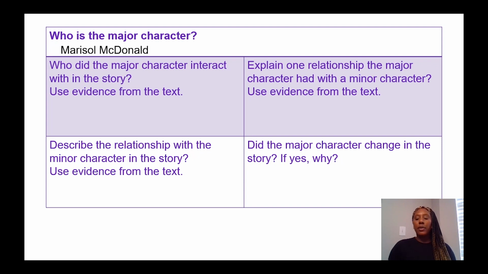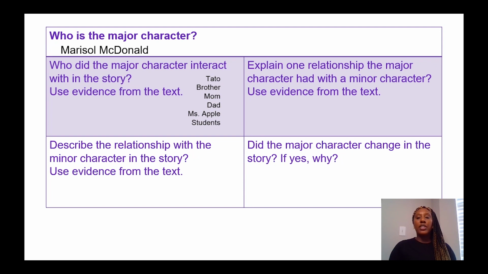In the story, we know she interacted with Tato, her family, who included her brother, her mom, her dad, Miss Apple, and her students, and the students in the class, which included Emma, Ollie, and Noah. I then want to think about one relationship. I want to focus in on one relationship with one of the minor characters. So I want to think about how did Marisol interact with some of these other characters in the story. So I'm going to be looking at how Marisol and her brother interacted with each other.